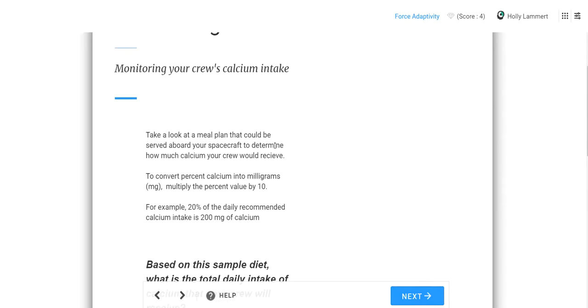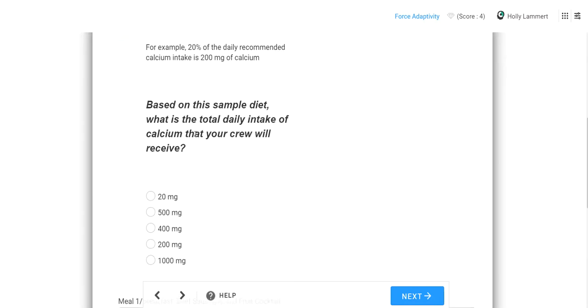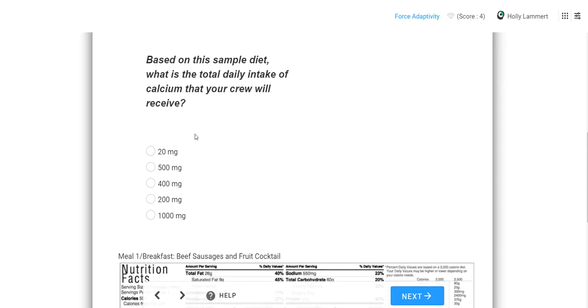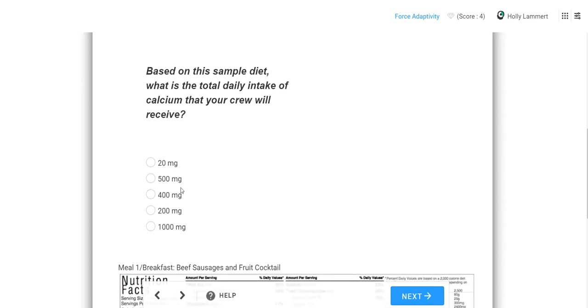Okay. So now we need to monitor their calcium intake. We'll look at their meal plan and convert calcium into milligrams by multiplying the percent value by 10. Okay, for example, 20% of the recommended value of calcium intake is 200 milligrams of calcium. Based on this sample diet, what is the total daily intake of calcium that your crew will receive? So if we want 100%, if 20% is 200, what is going to be the whole 100%? So the remainder of that, you're going to be up to 1,000.